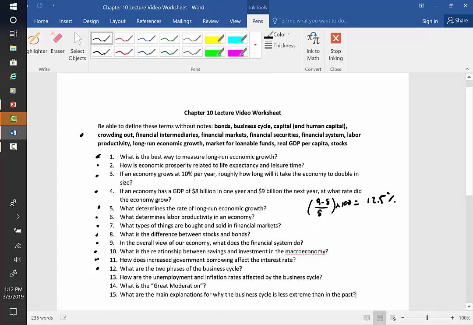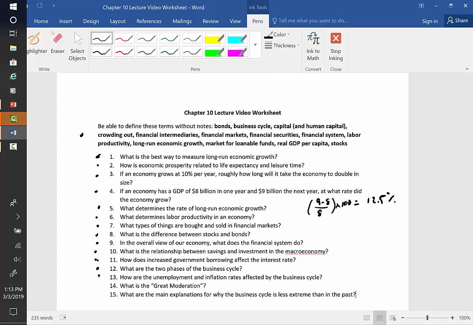Number 12 says, what are the 2 phases of the business cycle? Recession and expansion. Note that peak and trough are just moments in time. Those are not actual business cycle phases. Those would be recessions and expansions. Okay. Number 13 here says, how are unemployment and inflation rates affected by business cycle?